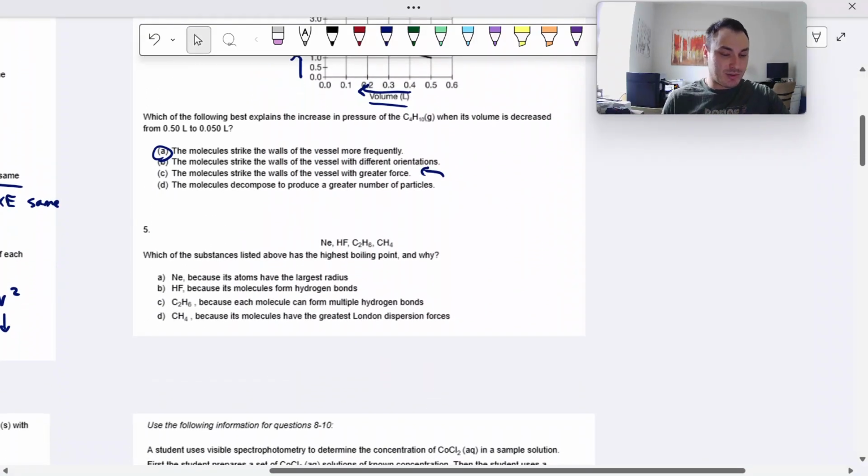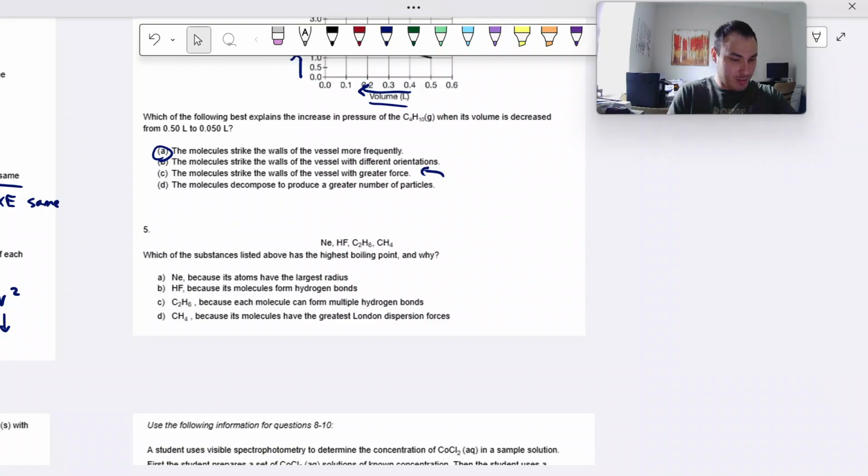5. Which of the substances listed has the highest boiling point and why? We have neon, hydrogen fluoride, C2H6, and methane, CH4. The answer is going to be the HF because it experiences hydrogen bonding, while the rest do not. The rest are nonpolar. HF has the strongest intermolecular forces, so it's going to have the highest boiling point.